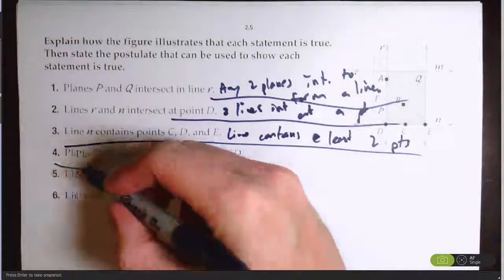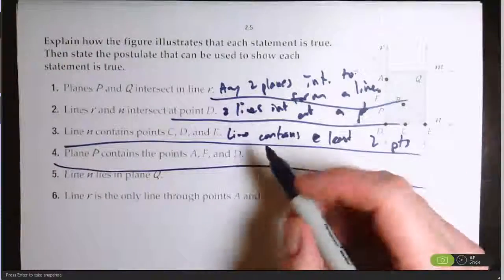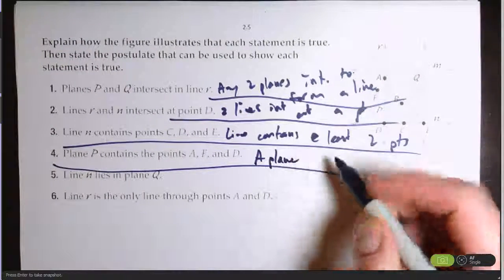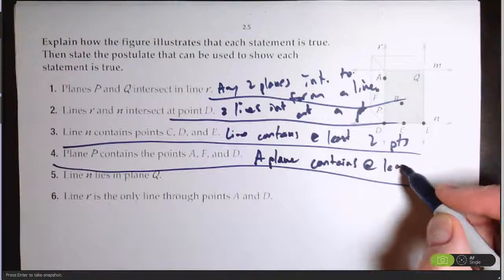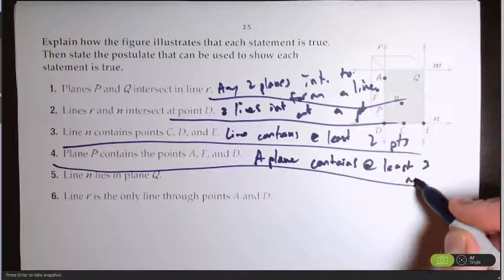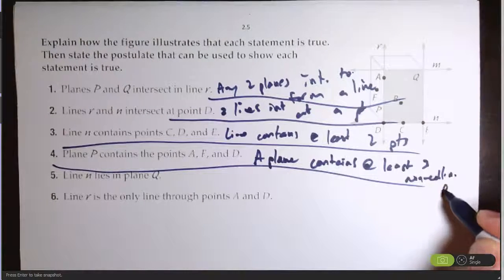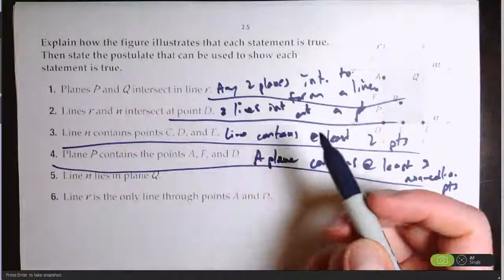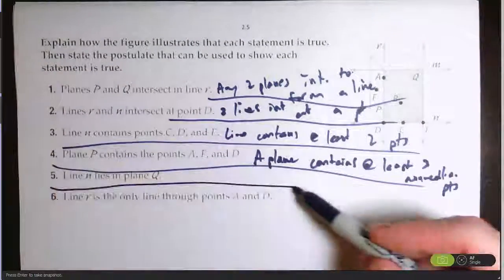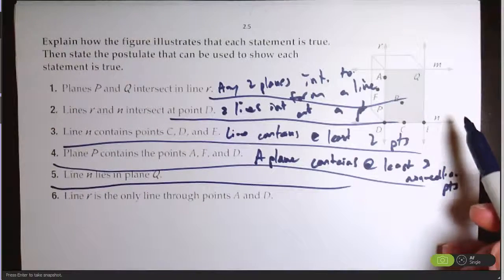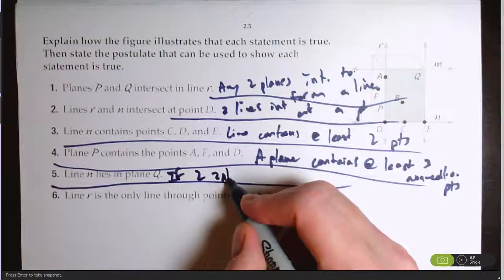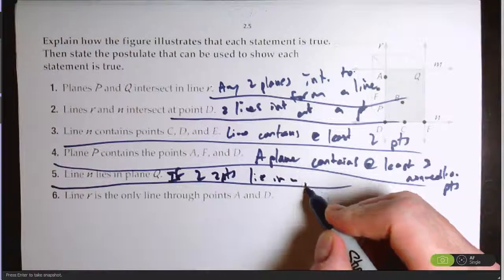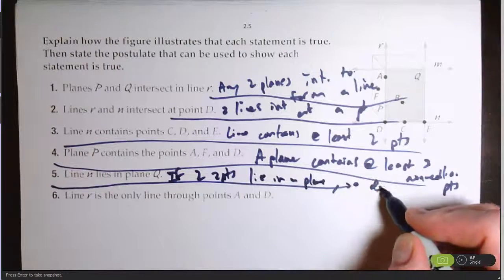Okay. 4, plane P contains points A, F, and D. A plane contains at least 3 non-collinear points. I mean, they could be collinear, but at least 3 non-collinear. Number 5, line N lies in plane Q. That is, if 2 points lie in a plane, so does the line.